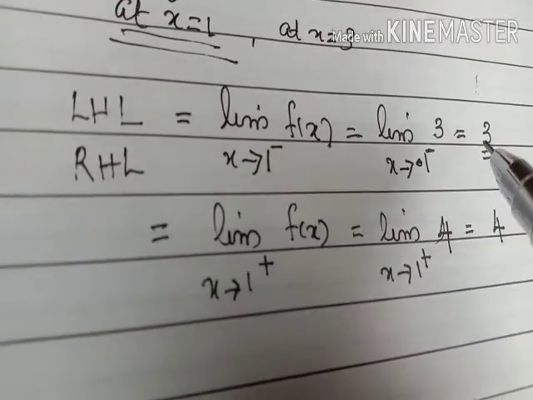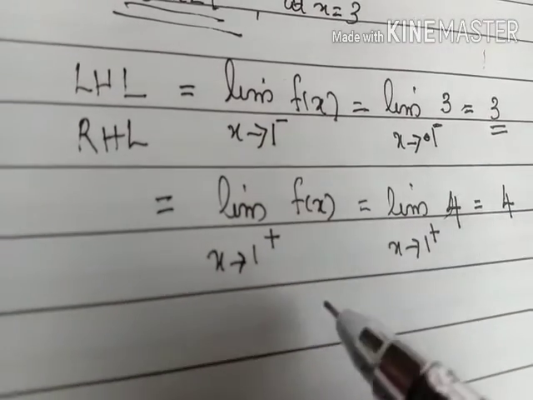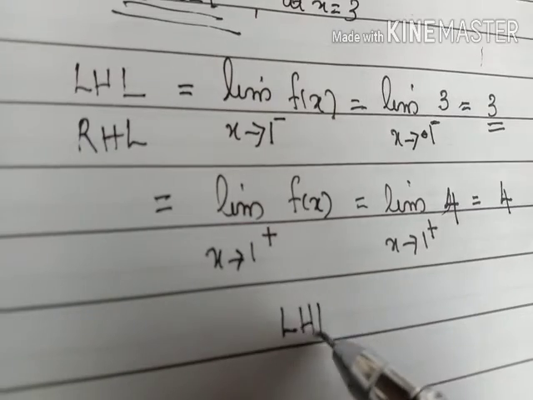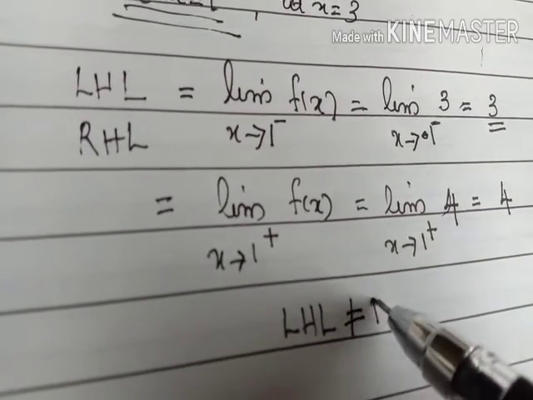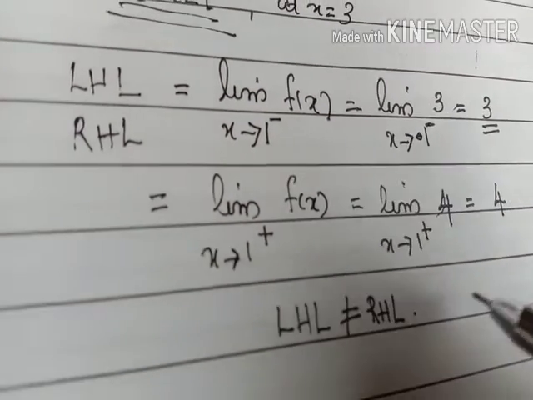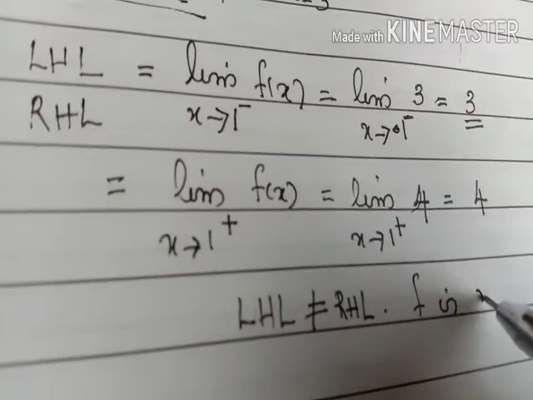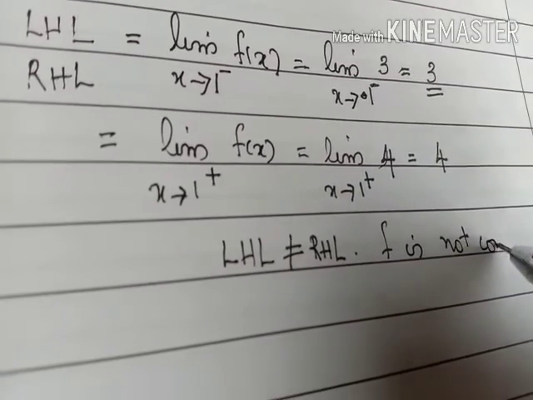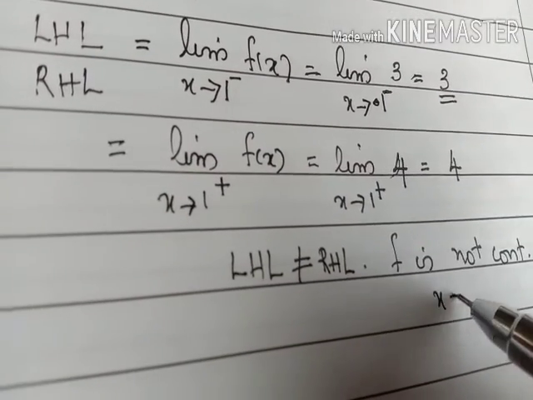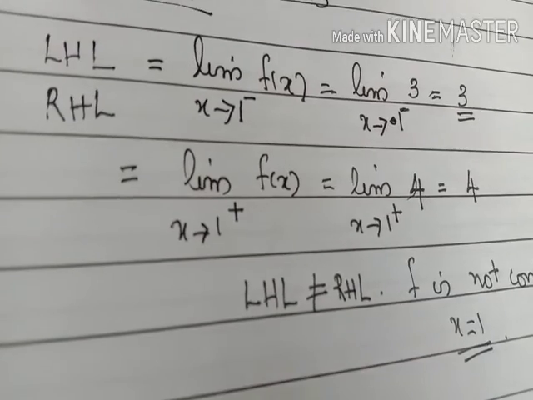So the left hand limit is 3, the right hand limit is 4. So clearly the left hand limit is not equal to the right hand limit. So in this case f is not continuous. Okay, f is not continuous at the point x equal to 1.